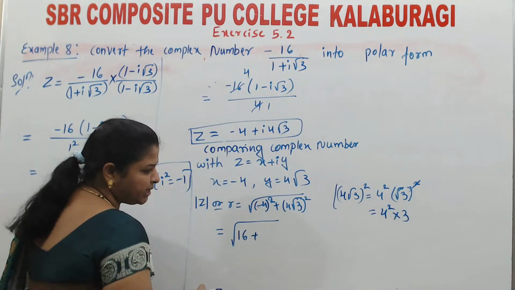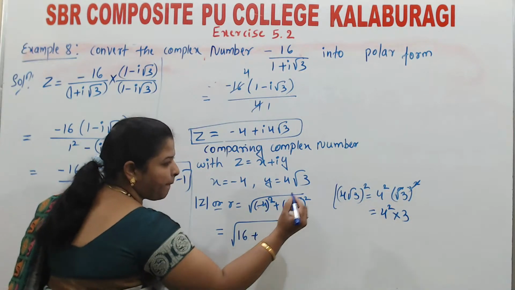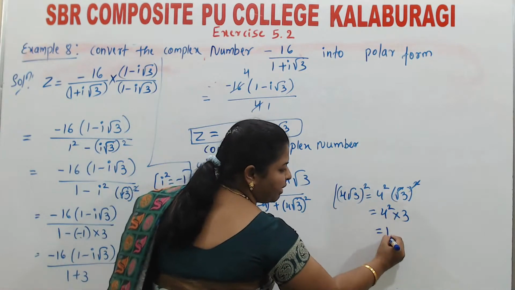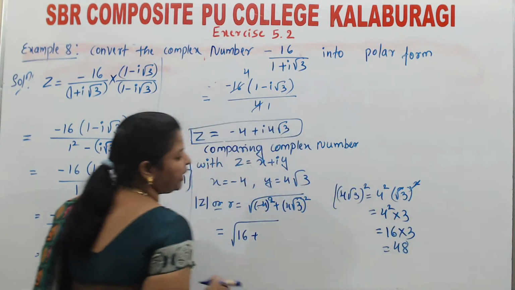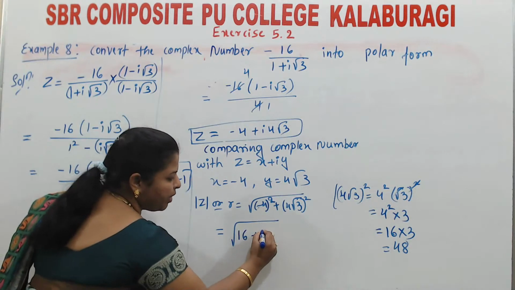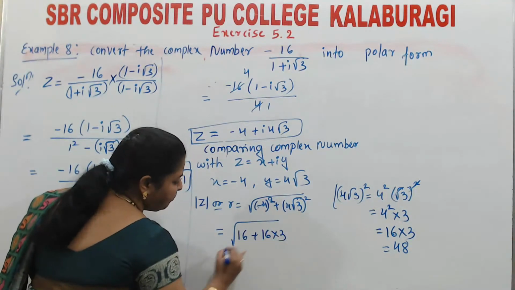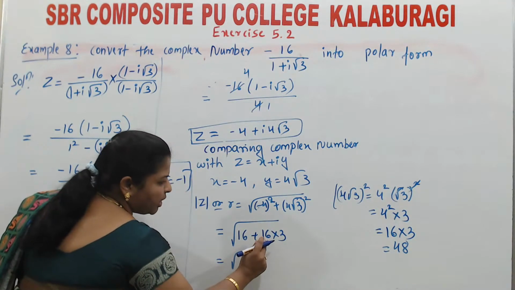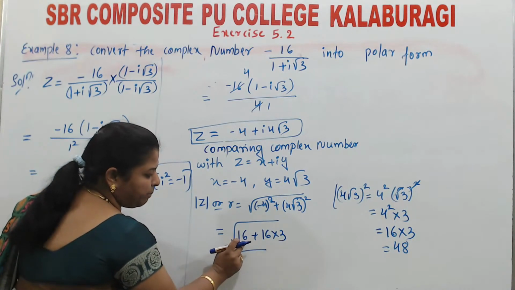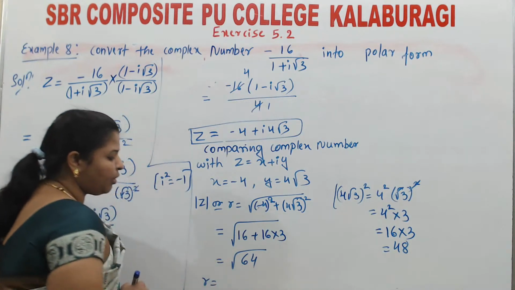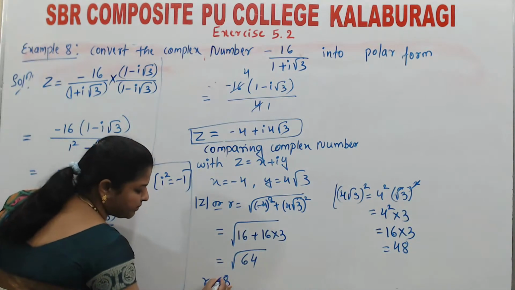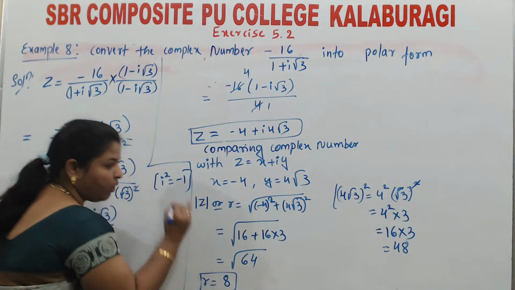Right? 4 square value is 16, and 16 into 3 is 48. Then 48 plus 16 is 64. Therefore, r is equal to the square root of 64, which is 8.